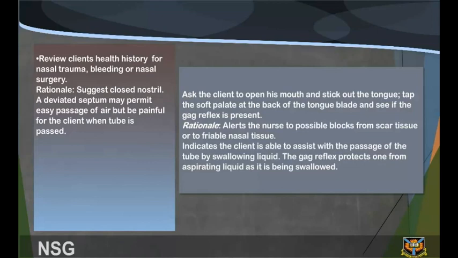Review client's health history for nasal trauma, bleeding or nasal surgery. Rationale. Suggests a closed nostril. A deviated septum may permit easy passage of air but be painful for the client when the tube is passed. Ask the client to open his mouth and stick out the tongue. Tap the soft palate with the tongue blade and see if the gag reflex is present. Rationale. Alerts the nurse to possible blocks from scar tissue or to friable nasal tissue. Indicates the client is able to assist with the passage of the tube by swallowing liquid. The gag reflex protects one from aspirating liquid as it is being swallowed.